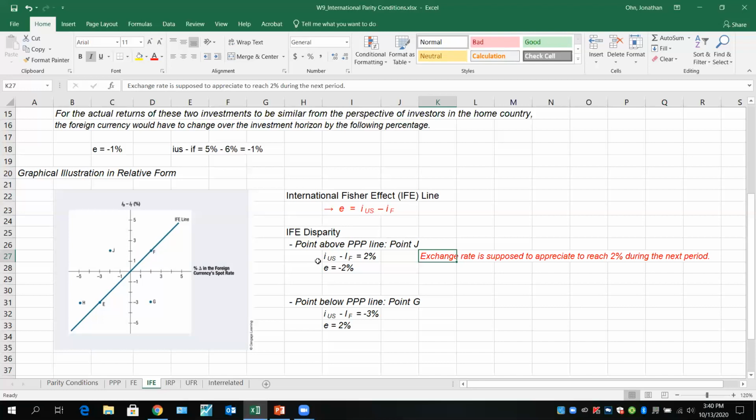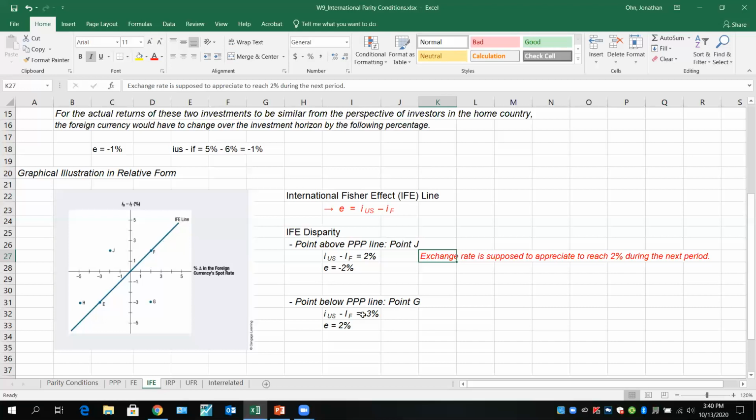That's the kind of adjustment. If interest rate or inflation might change along the way, it probably not that much. It might not be a straight line. It could go this way or this way, until it hits the IFE line.